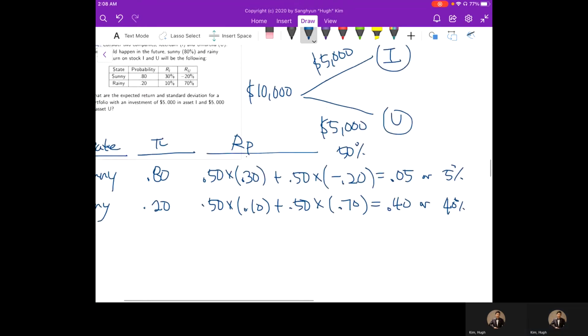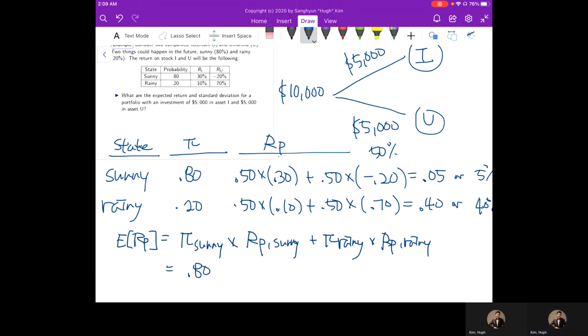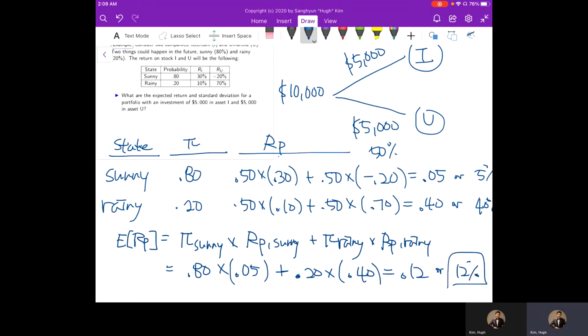So the expected return on the portfolio is the probability of it being sunny times the portfolio return if it's sunny, plus the probability of it being rainy times the portfolio return if it's rainy. So this is 0.80 times 0.05 plus 0.20 times 0.40. So this is equal to 0.12 or 12%. So this is the portfolio expected return.